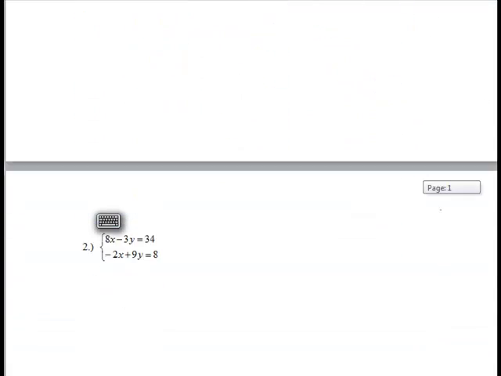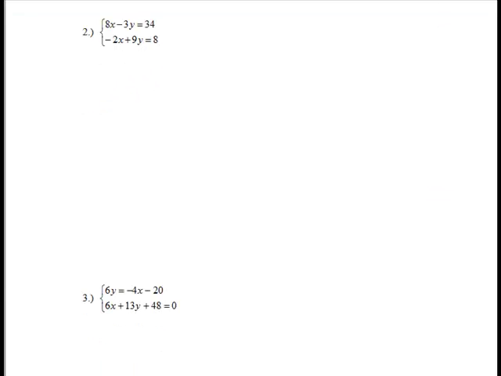Example 2. Solve using the elimination or addition method. Take a quick check, make sure the equations are in standard form. They are. And in this case, step number 2 is not done for us. We need to come up with opposite coefficients for either the x's or the y's. So you always want to look at both sets of coefficients. A lot of times it'll be easier to eliminate one over the other. Now in this particular case, it's pretty much the same amount of work either way. So I'm just going to go ahead and eliminate the x's.